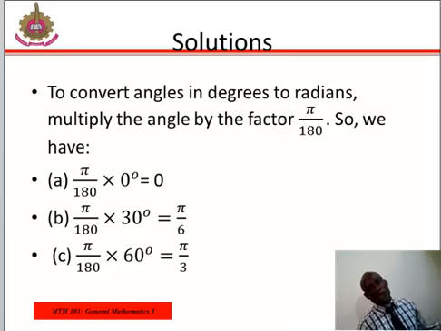Now we have come to the end of today's section. So next class, our section will be the trigonometric identity.